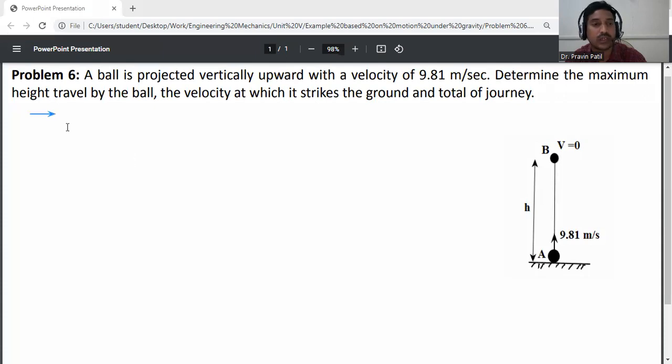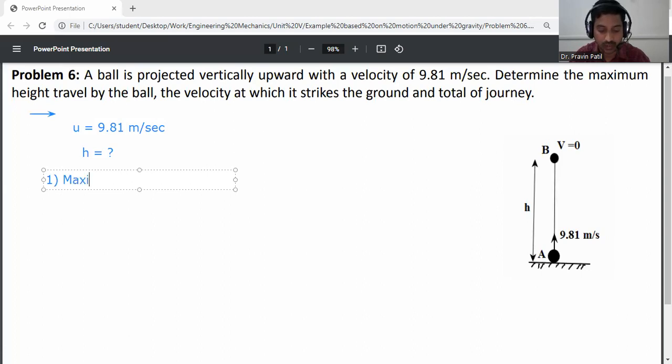So the given data: initial velocity u is equal to 9.81 meters per second. Then calculate the maximum height. Maximum height means it will be A to B. When it travels from A to B, the initial velocity is 9.81 meters per second, and when it reaches maximum height, the final velocity will be 0.